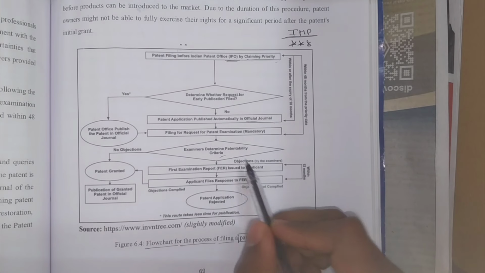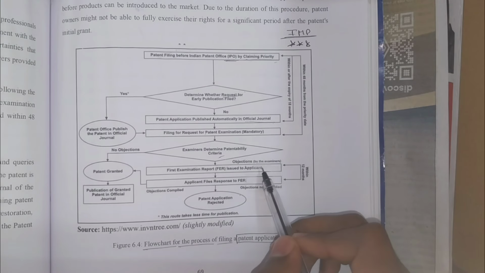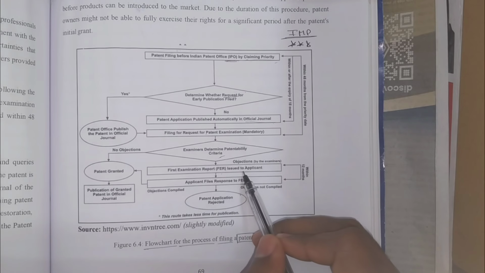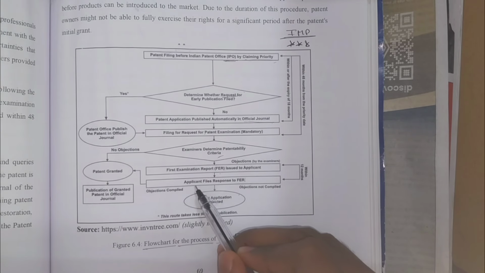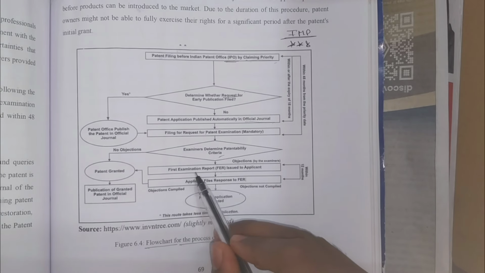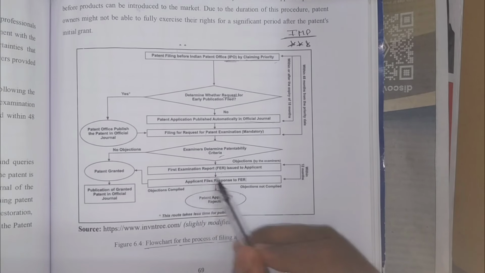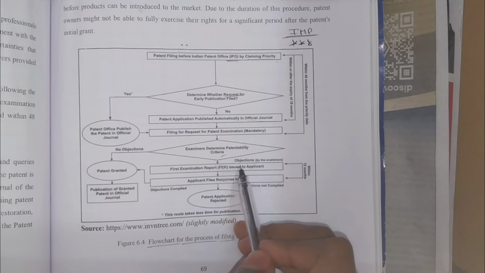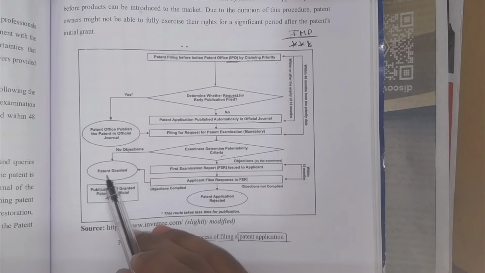So the first examination is already done, so you need to give the response and they will send the issue. After that, the applicant has to give the response to the first examination report, responding to why the objection arose. This is about the case where objections arrive. In case objections do not arrive, the patent is granted directly.